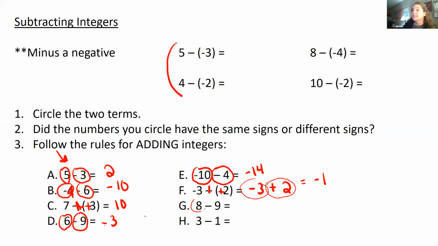Letter G, we're going to circle our terms. We have a positive and a negative. That means they have different signs, subtract, keep the sign of the bigger digit. 8 minus 9 is -1. And then letter H, same thing. We circle, we have different signs, subtract. We keep the sign with the bigger digit, which is +2. All right, I hope you guys got all those right.